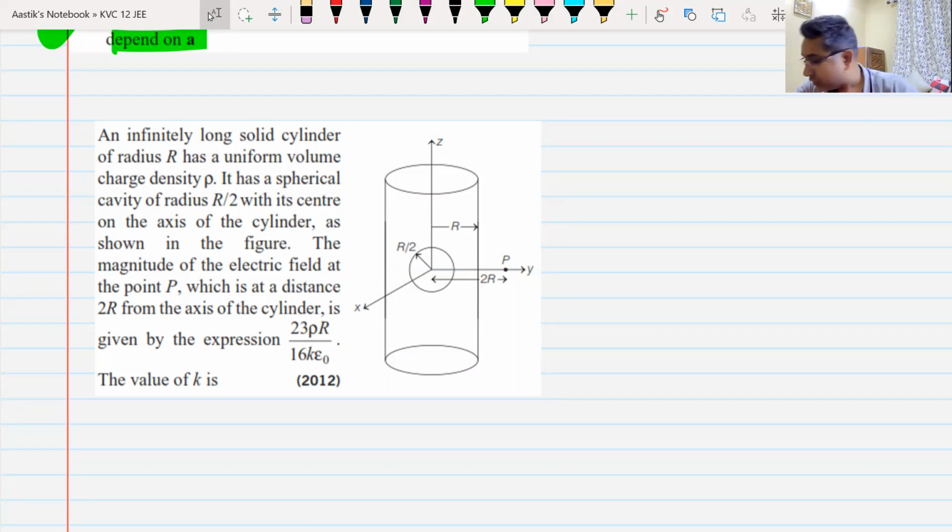The only thing that you did not know in this question was how to find out the electric field created by this one. This is a solid cylinder. The answer is what they have given. That is correct. How will we get the electric field due to this one? I will not tell you the answer. We will first go through Gauss law. After Gauss law, you should be able to find out the electric field on your own.